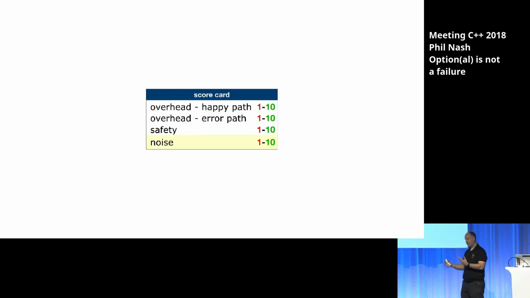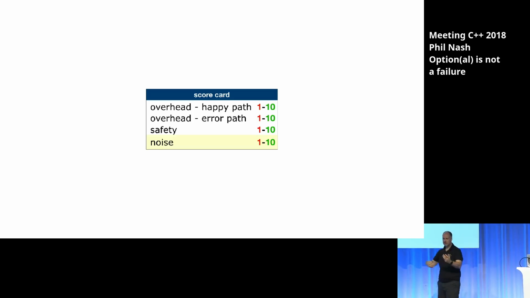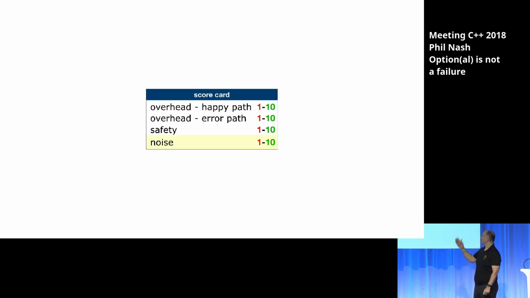What noise, what boilerplate does it introduce to our code? How much does it intermix with the happy path? Again, this one is a bit backwards. A high score means low noise.